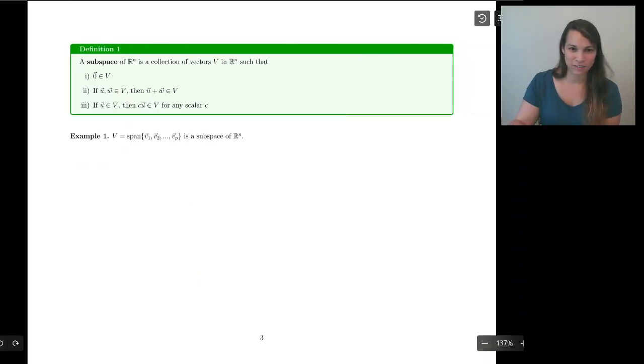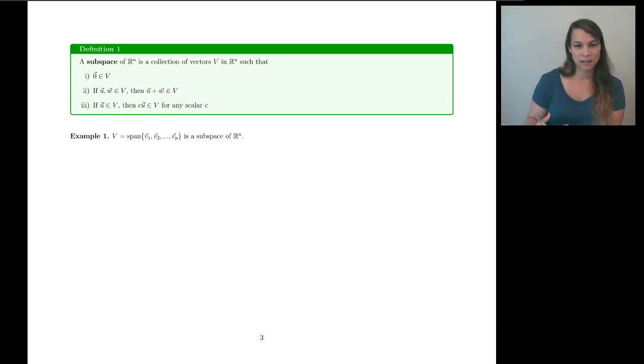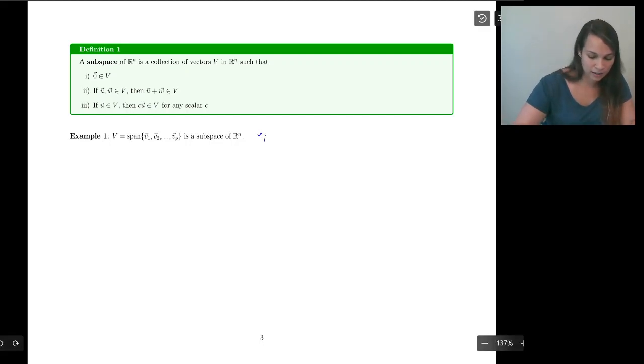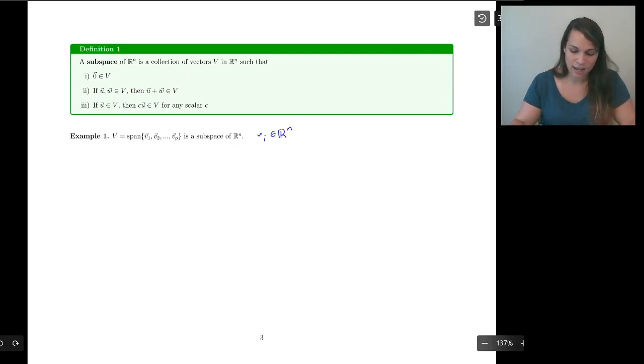So let's get a formal definition for subspace. A subspace of Rn is a collection of vectors V, and all those vectors are in Rn such that we get these three things. We want zero, we want addition between vectors, and we want to be able to multiply all those vectors and have all those things still be in V. For example, span is going to be a great example of a subspace, where it's equal to the span of V1 to VP. And I guess I should say that these guys are in Rn, and the span is going to end up being a subspace of Rn.